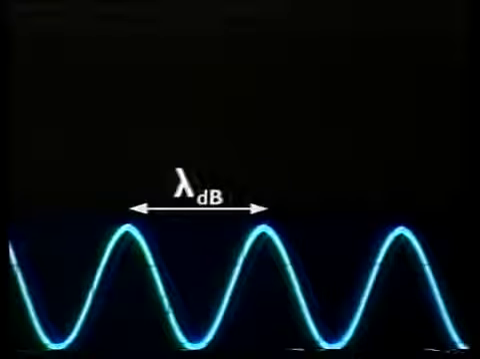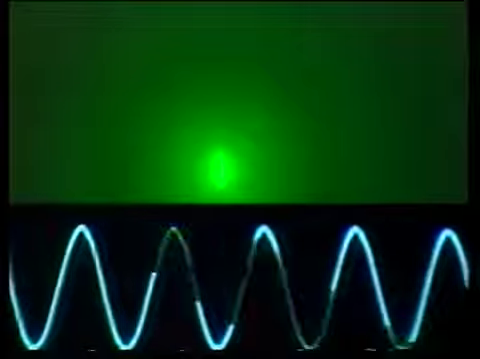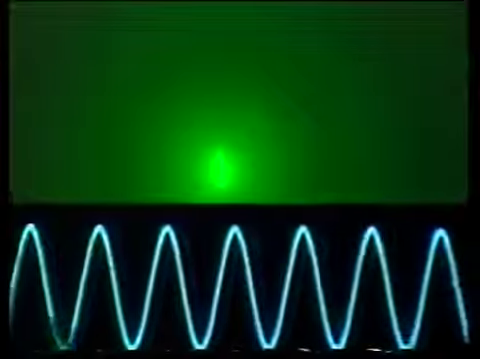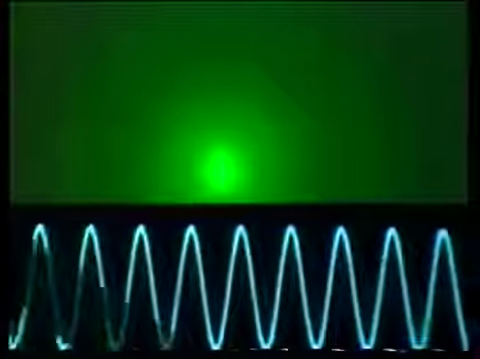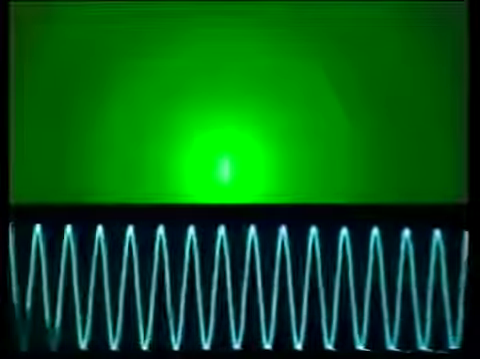The wave, of course, has a wavelength. It's called the de Broglie wavelength, lambda dB. The wavelength of free electrons can be changed continuously. As the electrons accelerate, their energy increases, their de Broglie wavelength gets shorter, and the pattern shrinks.